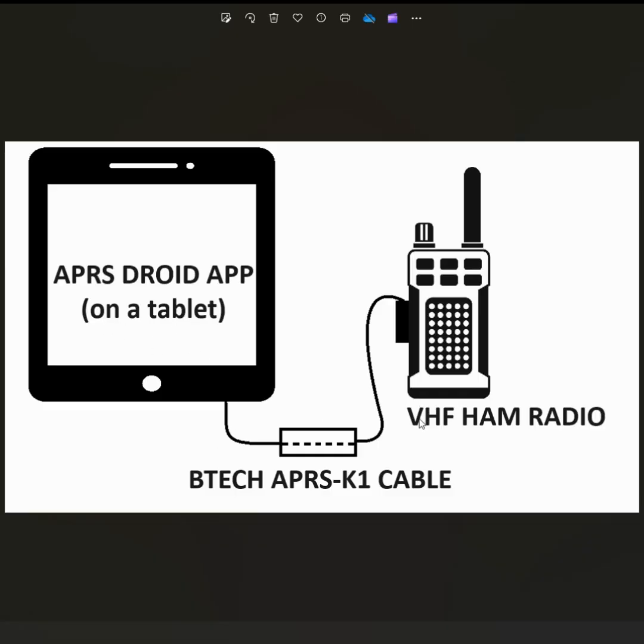Then you'll need a VHF ham radio, and the caveat here is that you need this BTECH APRS-K1 cable. This can be found on Amazon. If you just search that, it'll come up. They're about $20. These are important because it will protect your device from high audio levels or interference coming in from your ham radio.